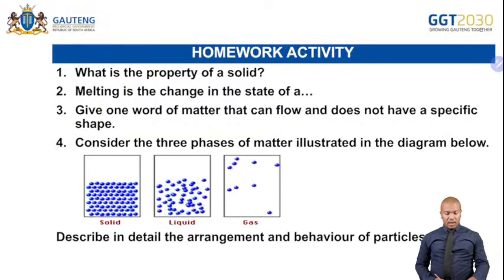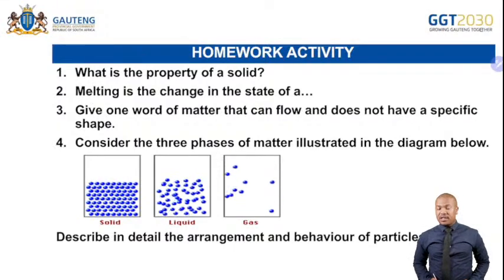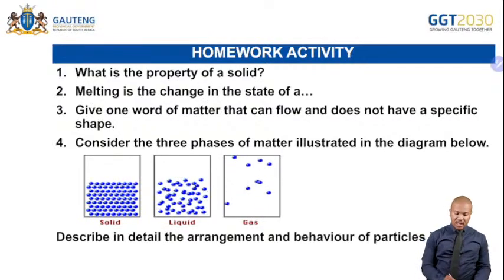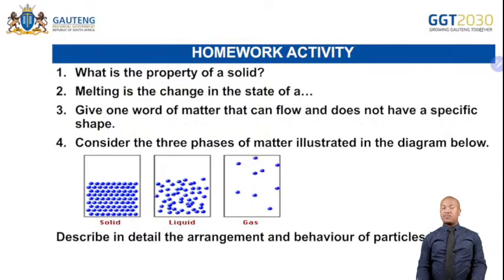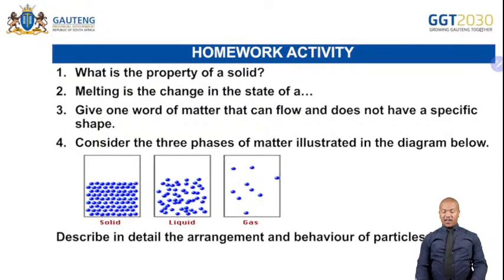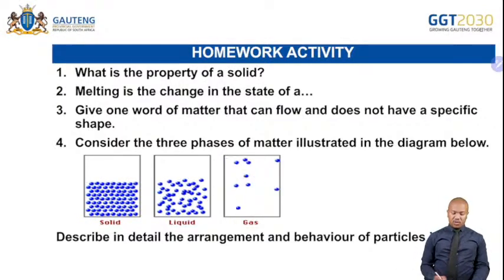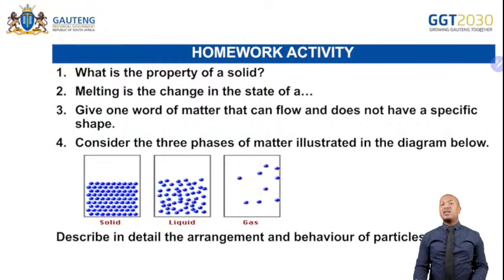So now let's read the questions first. Number 1, what is the property of a solid? Number 2, melting is the change in the state of what? Number 3, you give one word for matter that can flow and does not have a specific shape. Number 4, you consider the 3 phases of matter illustrated in the diagram below. Then you describe in detail the arrangement and behavior of the particles in a gas.